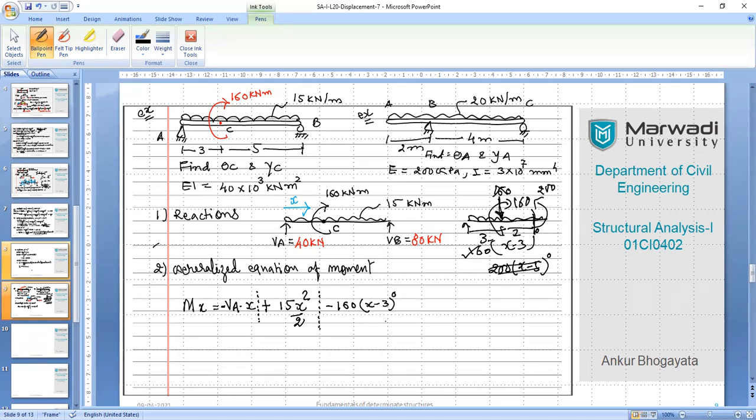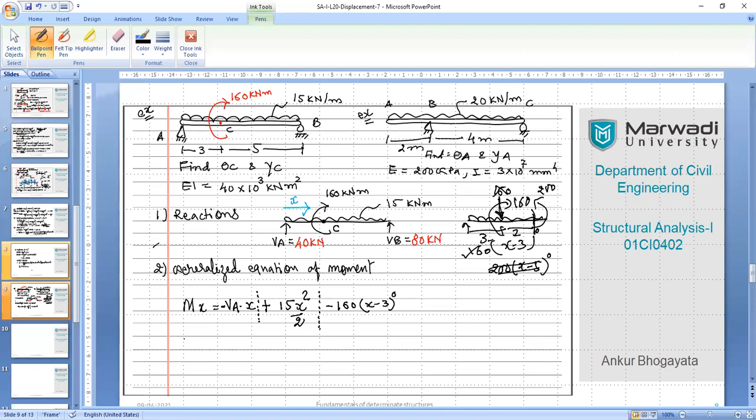This is why I have taken this variety of numerical, so that you get to know how to handle the moments. All right. So this is 15 x square by 2 minus 160 x minus 3 raised to 0. This is a special treatment given to the equation for the moment that you should always remember. Okay. Now, the rest of the process is very well known to us.